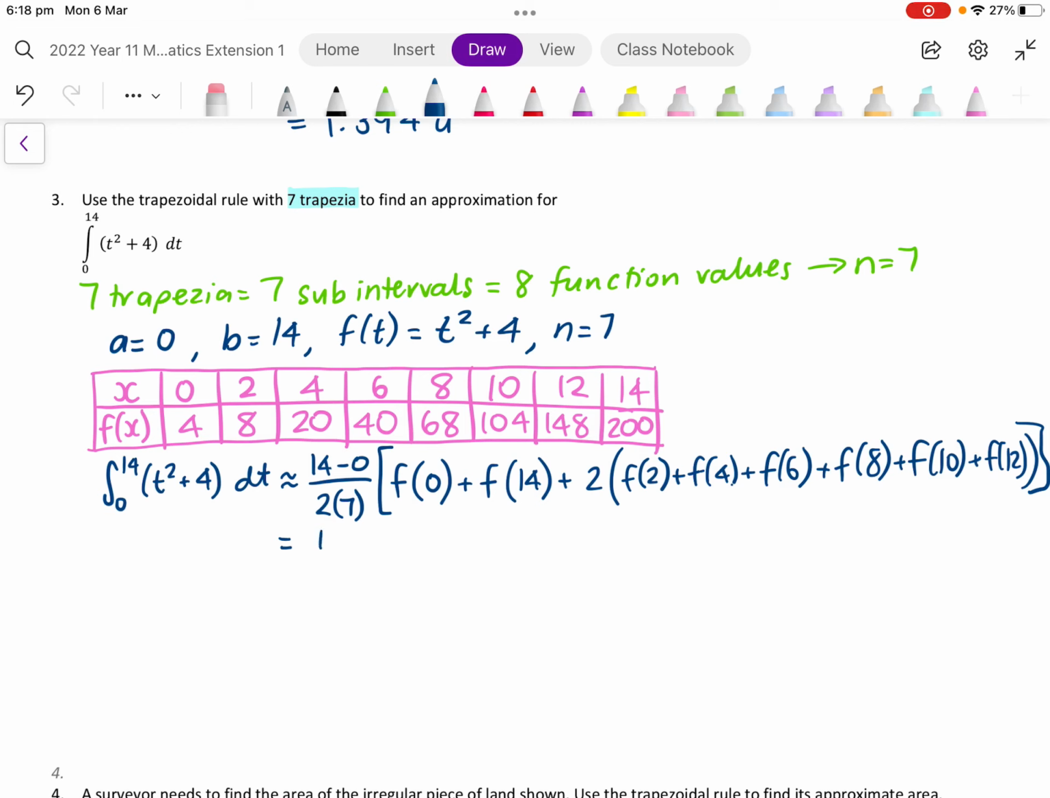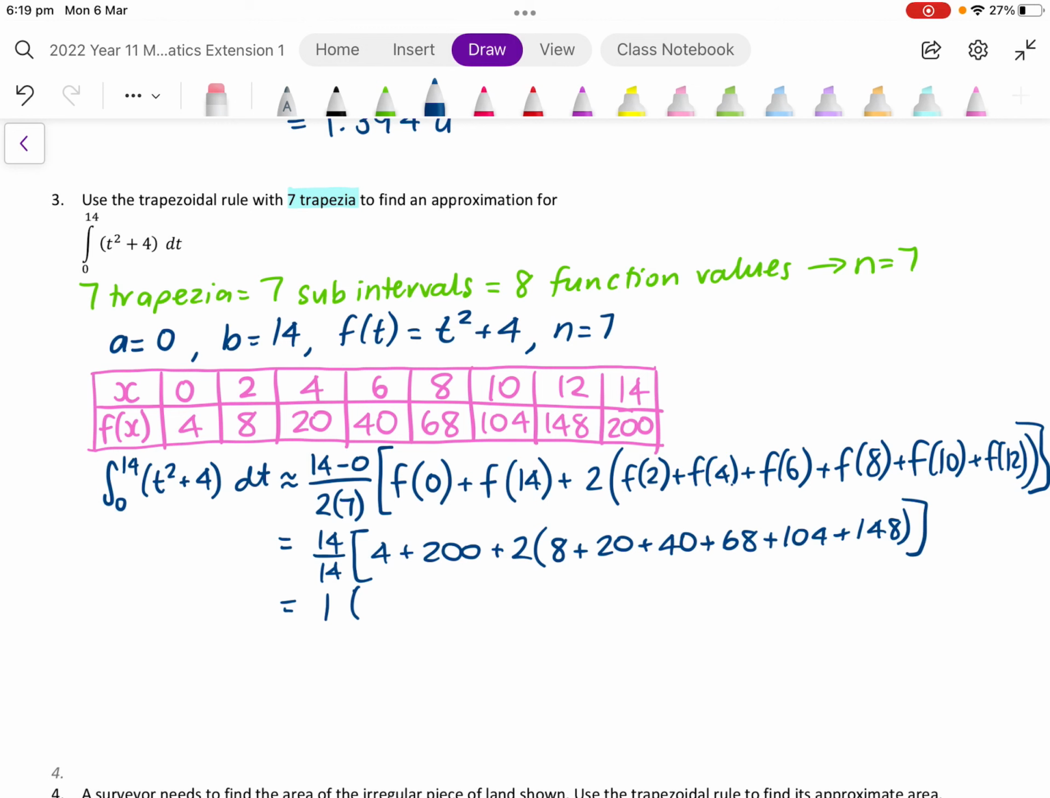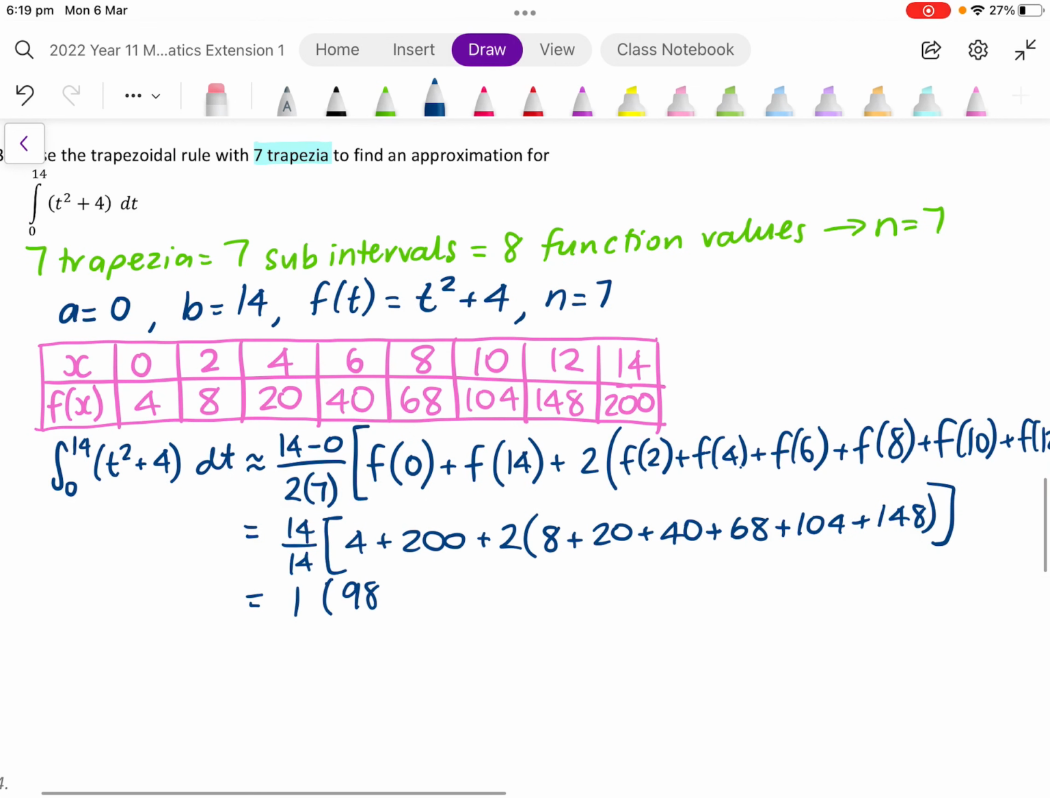So this is equal to 14 over 14 of f of 0 is 4 plus f of 14 is 200 plus 2 lots of f of 2 is 8 plus f of 4 is 20 plus f of 6 is 40 plus f of 8 is 68 plus f of 10 is 104 plus f of 12 is 148. We then have that 14 divided by 14 is 1. All of this added together is 980. So our answer is just 980 units squared.